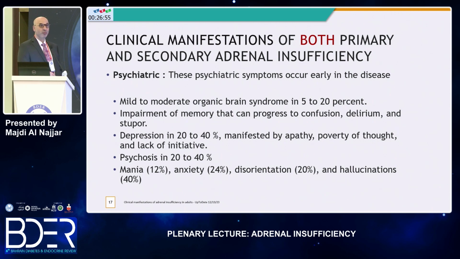Psychiatric disorder is common, up to 40%, and they can present with anything from psychosis to depression, anxiety, impairment in memory, coma, delirium, organic brain syndrome, mania. So these patients can present with any psychiatric disorder, and it is common and early in the disease.